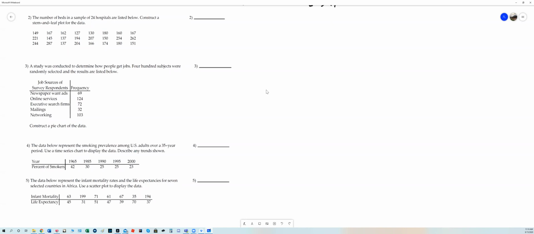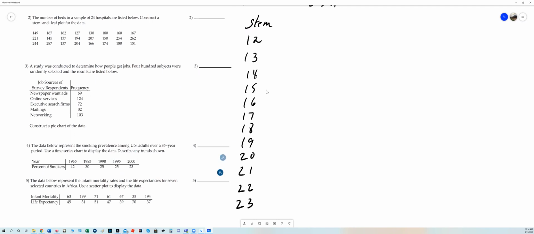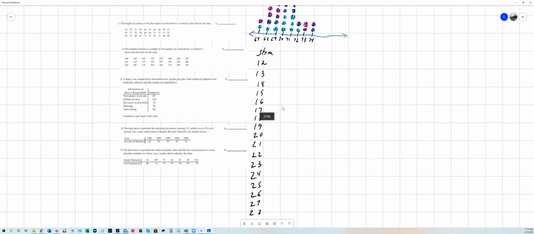127. So what's our smallest? Wait. Let me look at that. Our smallest stem would be 12, right? And what's our biggest number? 287. So 21, 22, 23, 24, 25, 26, 27, 28. 287 was the biggest one? Yeah. So you see, sometimes it's not very good to do the stem and leaf plot, unfortunately. Not all the time, but sometimes.